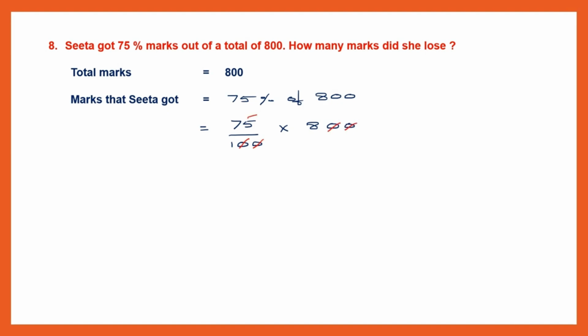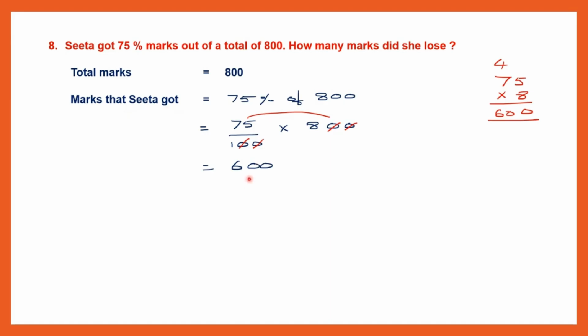That's it. Now multiply the numerators. That is 75 into 8. 8 fives are 40, carry 4. 8 sevens are 56 plus 4 is 60. That's 600. So the marks that Sita got is 600. So what were the total marks? Total marks is 800. Out of that, the marks that Sita got is 600.